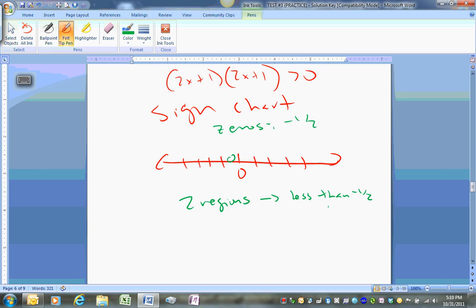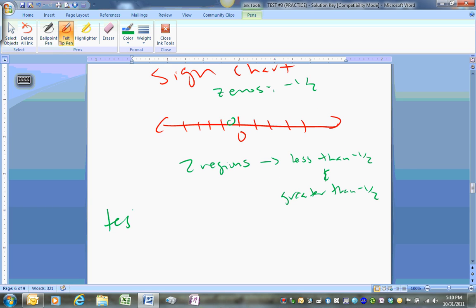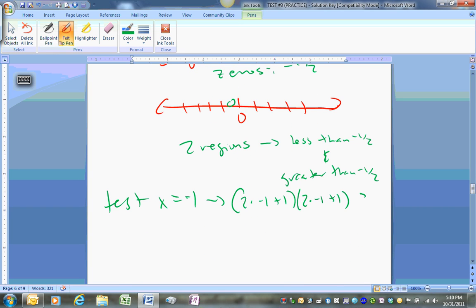Less than -1/2. And greater than -1/2. So, if we test x equals -1, what we're going to have here is 2 times -1 plus 1 times 2 times -1 plus 1, to see if that is greater than 0. And in fact it is, because you get -1 times -1, which is 1. 1 is greater than 0. Bingo. So I like it. That's good.